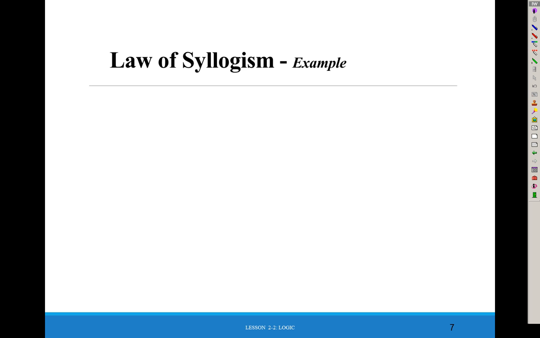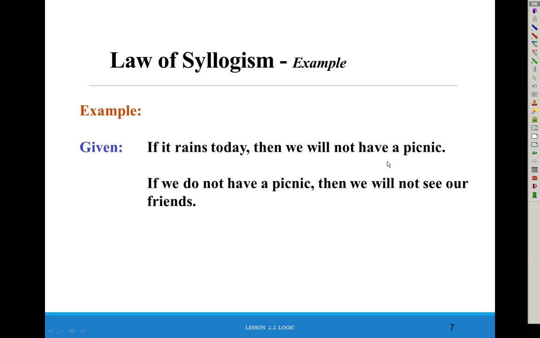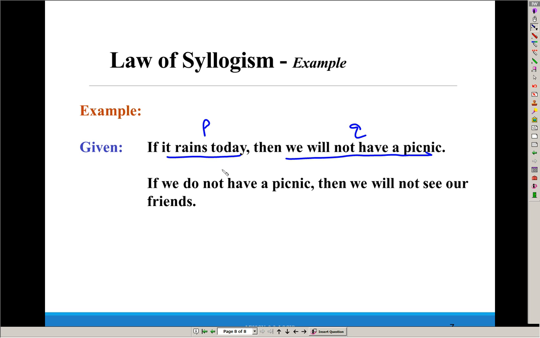Here's an example. If it rains today, then we will not have a picnic. That's the first P to Q. Rains today is P, and we will not have a picnic is Q. I said P to R a second ago, I meant P to Q. That's P to Q, P leading to Q.